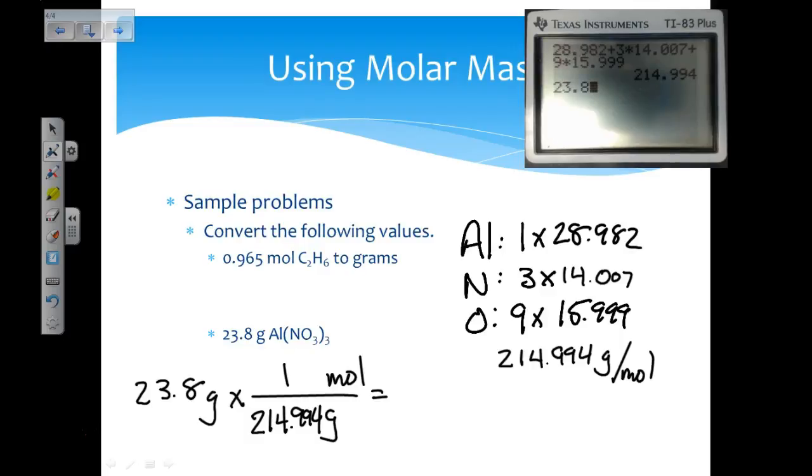23.8 divided by 214.994, and we get that that is 0.111 moles of AlNO3. Okay, so there is molar mass, and using it to do some very straightforward conversion problems. Keep practicing, and see you later.